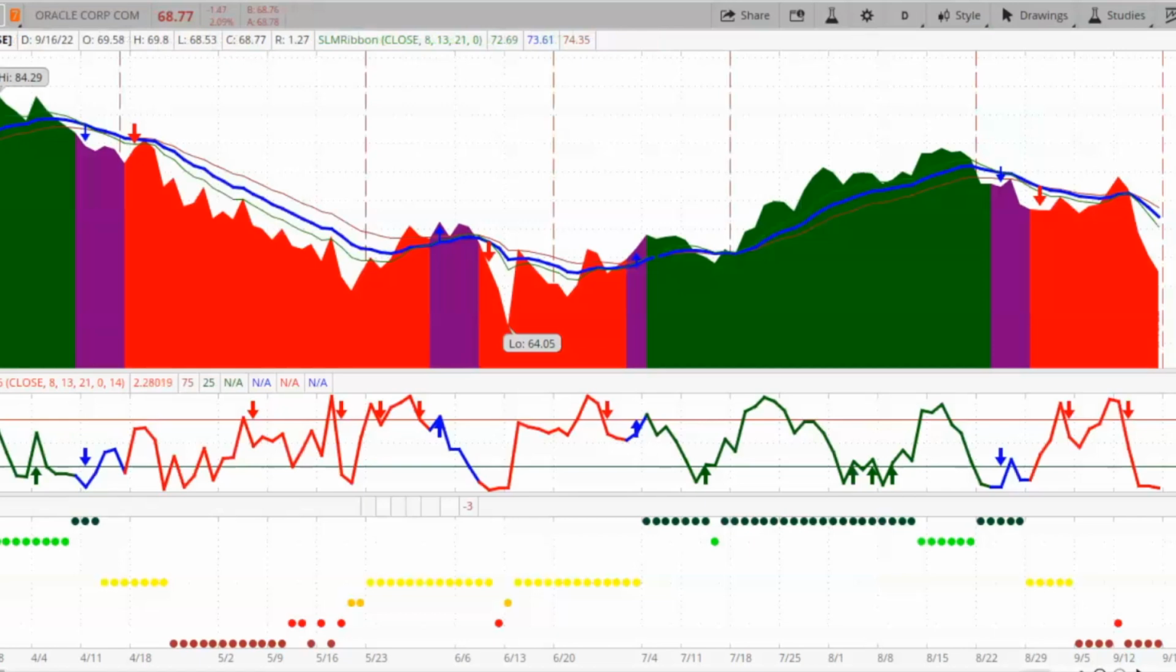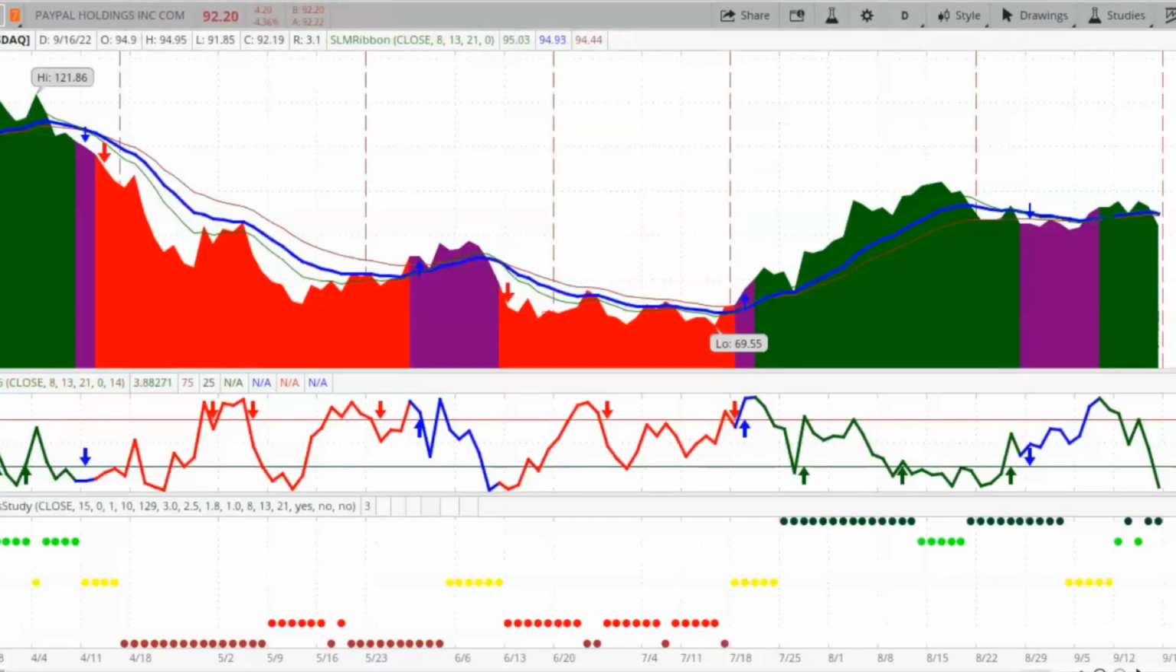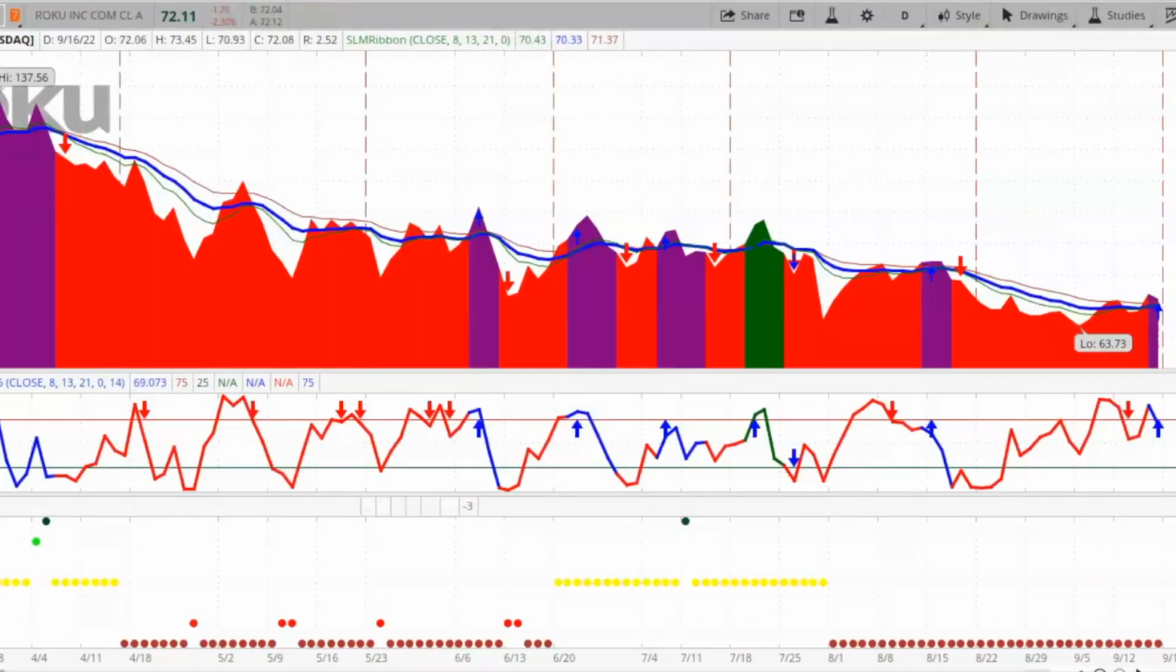Here is Oracle, negative, you can see that. Here is PAAS, another one of the metal stocks, and it's been mostly negative through this whole period, as you can see. This is a look at PayPal. PayPal trying to put a bottom in there. You can see that it's turning positive in momentum, and I think this one is buyable when you look at that. And now take a look here at Roku.